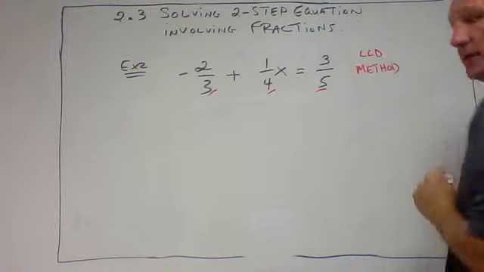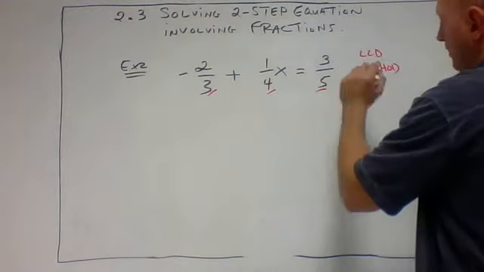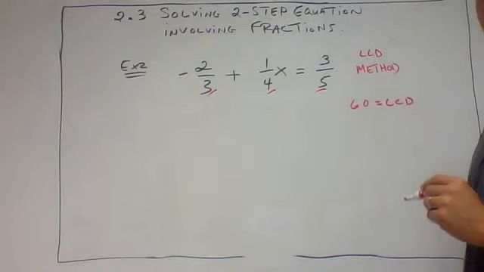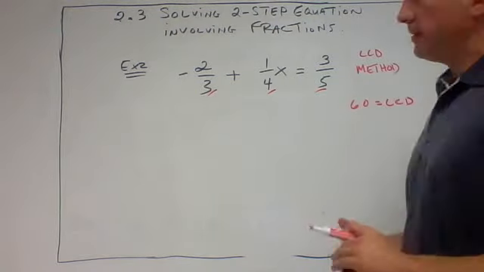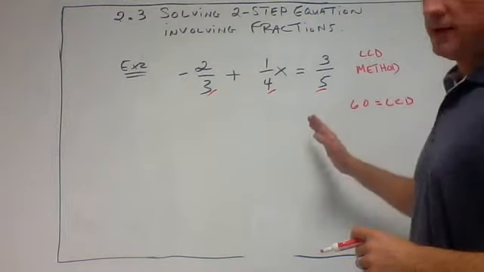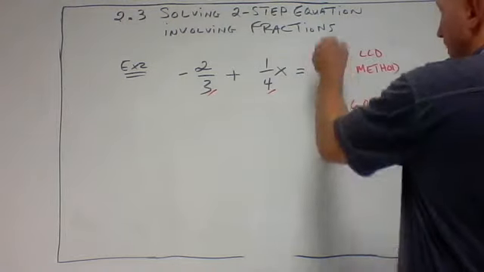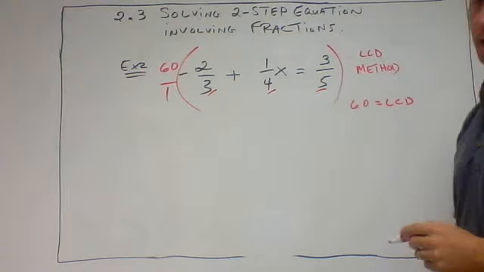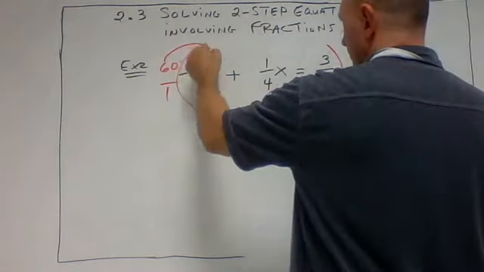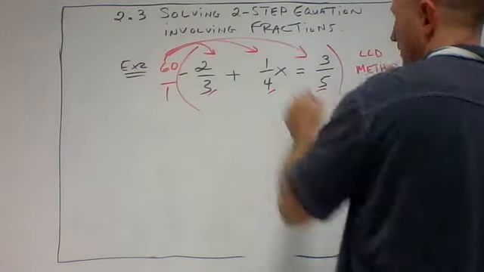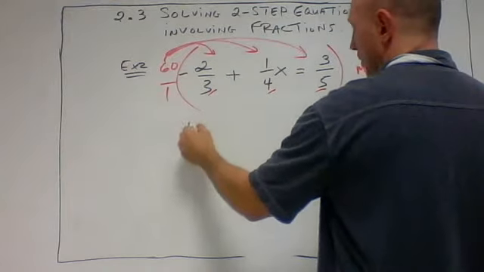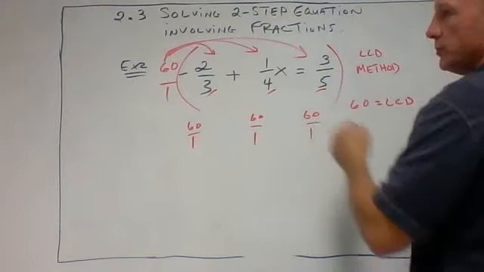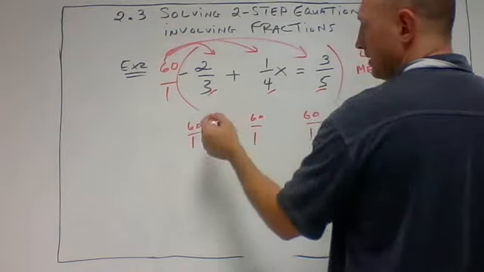We find the LCD. 3, 4, and 5, they all go into 60. Now, there's a couple of different ways to find the LCD, but you use any method that you want to find the least common denominator. So we're going to multiply by the LCD. Multiplying by the LCD, and I distribute. Distribute means to multiply in. When I distribute, I get 60 over 1 multiplied in to each and every term within the equation.